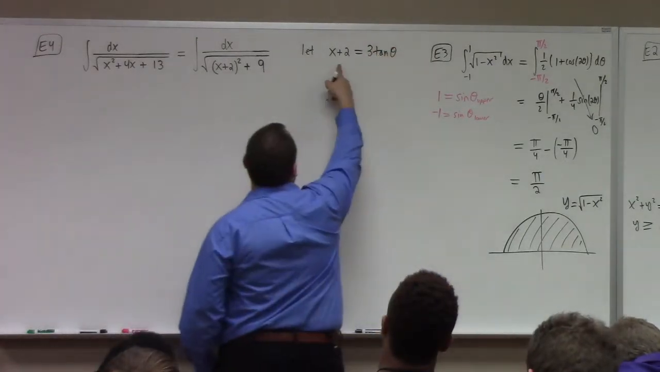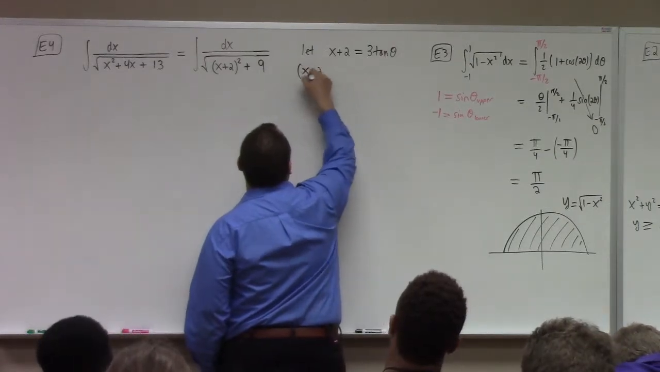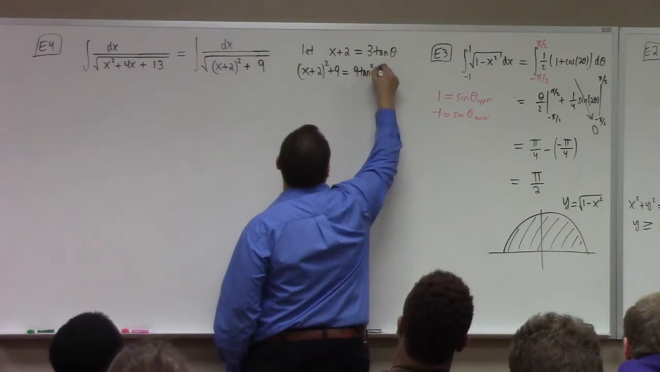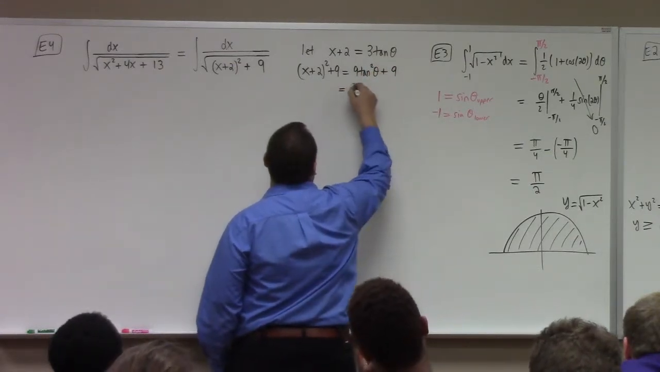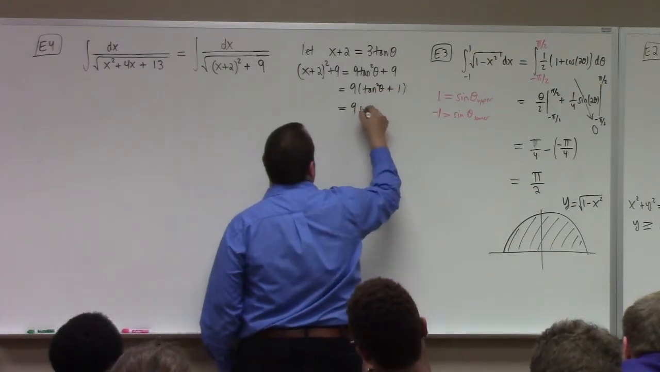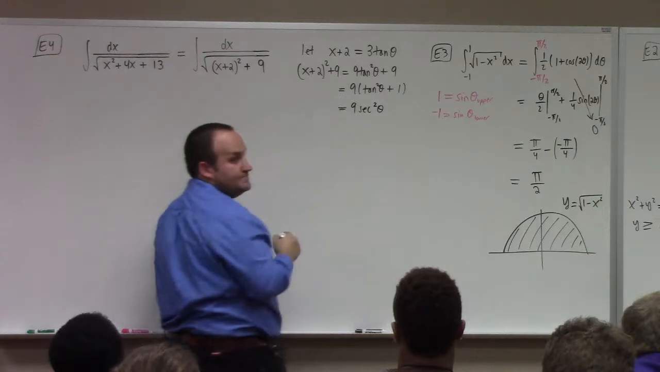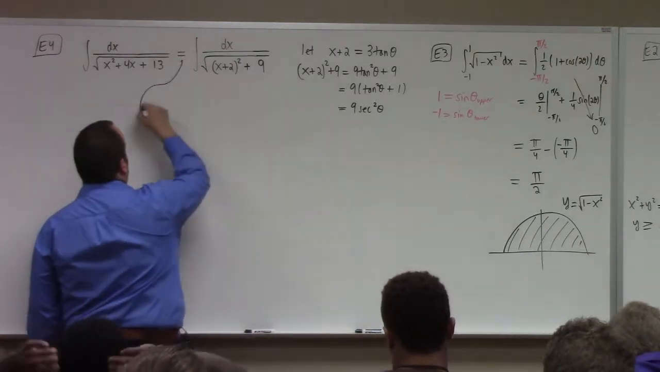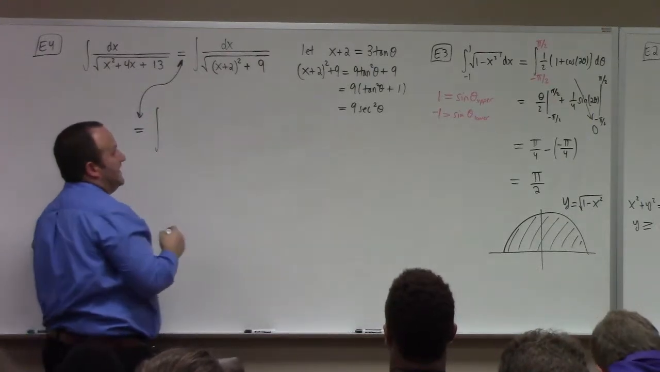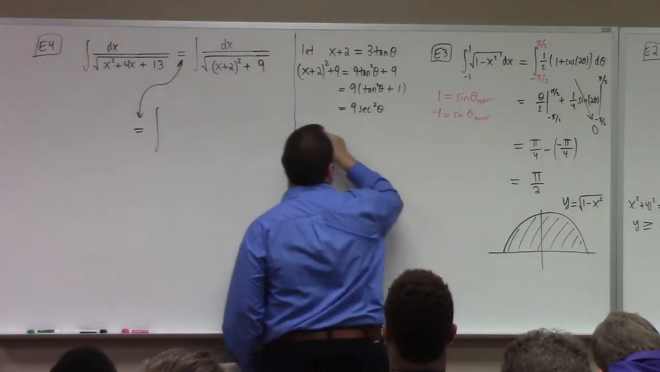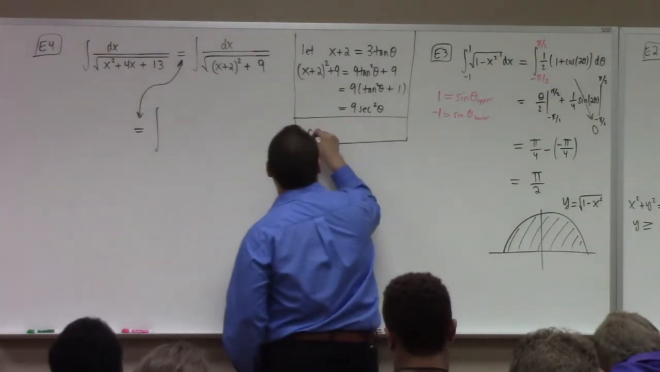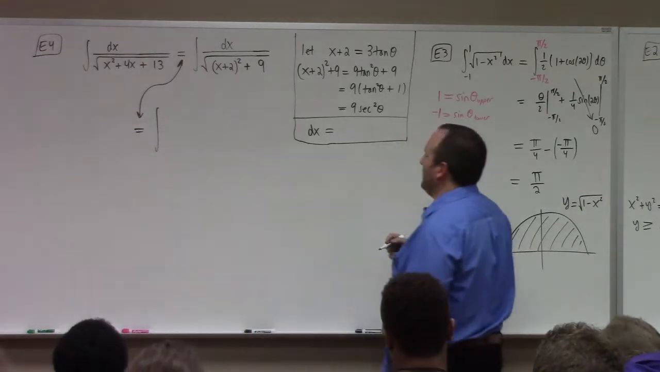See, because if I do this, then x plus 2 squared plus 9 is what? It's 9 tangent squared theta plus 9. I can factor the 9 out, and that gives me 9 secant squared theta, right? So this is going to be the integral. And what's dx? If this is my ninja way. Let's see here. Dx is what? Sorry, I watched too much Naruto.